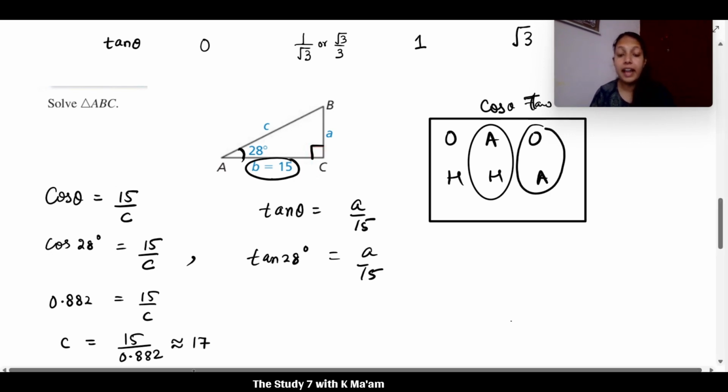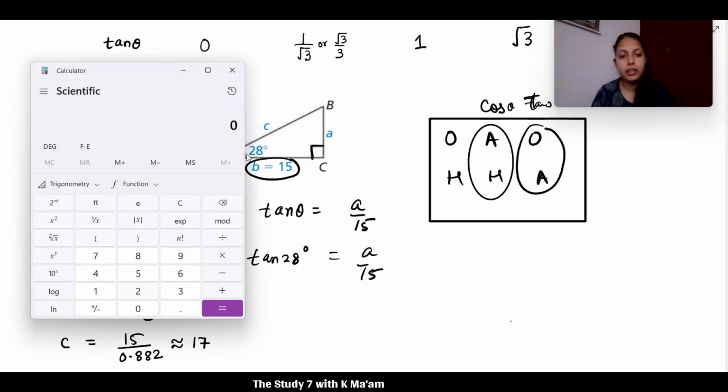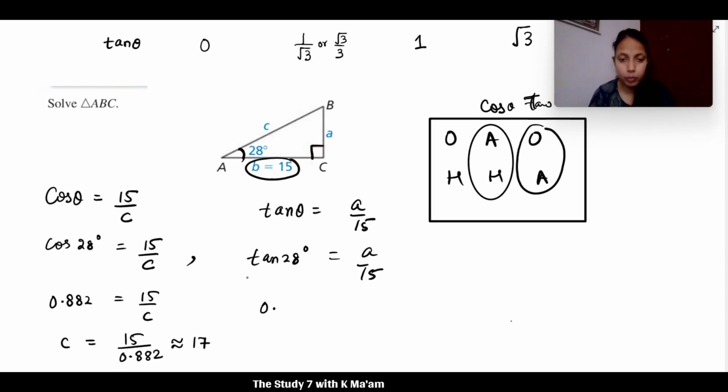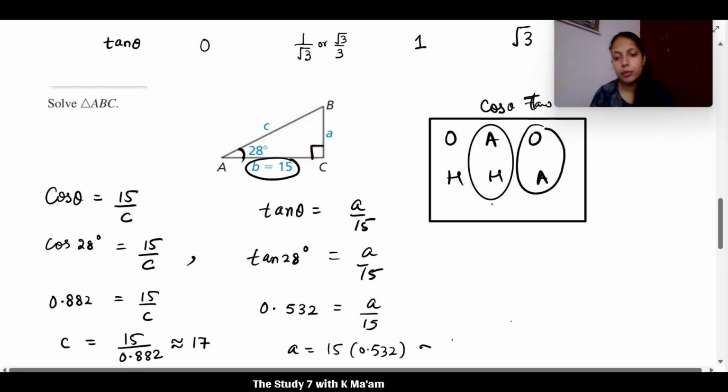Similarly here, tan of 28. Tangent of 28, it is in degrees. So it gives you 0.532, if I round off to 3 decimal places. 0.532 is equal to A over 15. So A will be 15 times this. It is approximately 7.9. You can take it as 8.